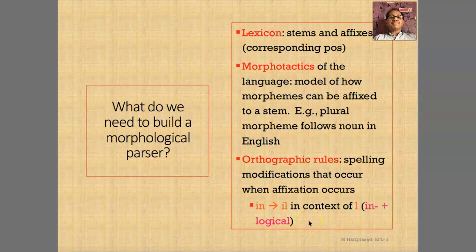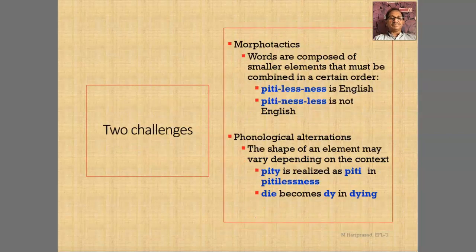Similarly, in plus recoverable becomes irrecoverable. In plus repairable becomes irreparable, right? So you have other words like in plus possible becomes impossible, right? We also need orthographic rules to develop a morphological parser. So we need three mainly: lexicon, morphotactics, and orthographic rules for developing a morphological parser.